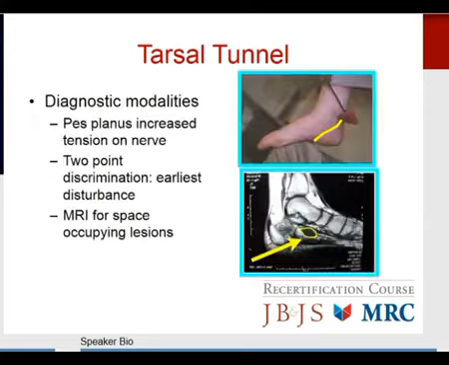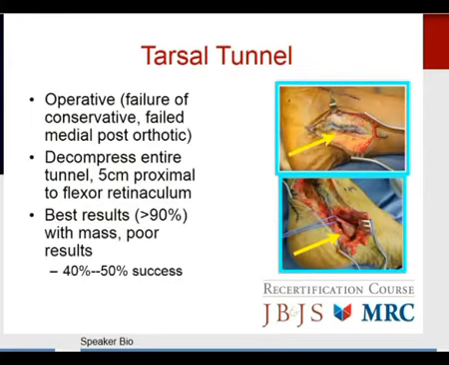As for the diagnostic modalities, we know that two-point discrimination is probably the earliest disturbance that you will see in this population, so start with that first on the plantar surface of the foot, assessing both the medial and lateral plantar nerves. We know that an MRI is appropriate in these individuals to make sure that they don't have a space-occupying lesion. We're looking for a schwannoma because they have much better results if they have nothing visible on their MRI. Operative treatment occurs, again, for failure of conservative care.